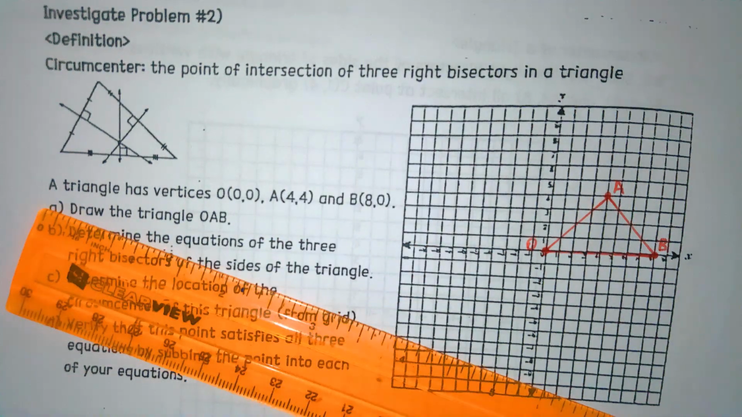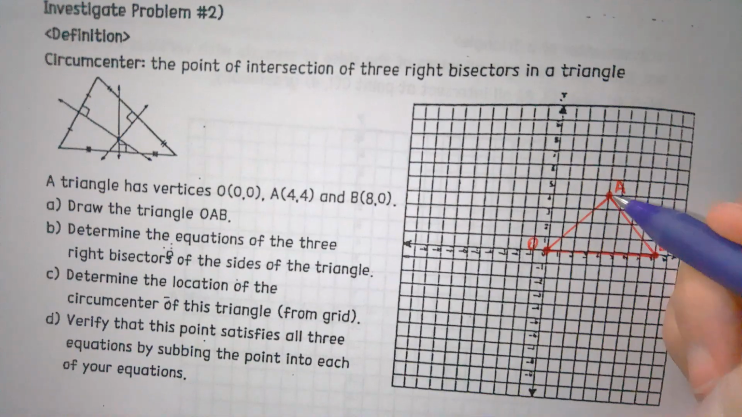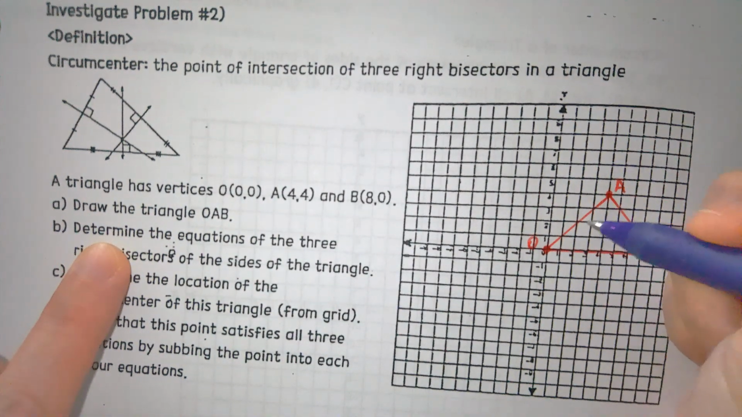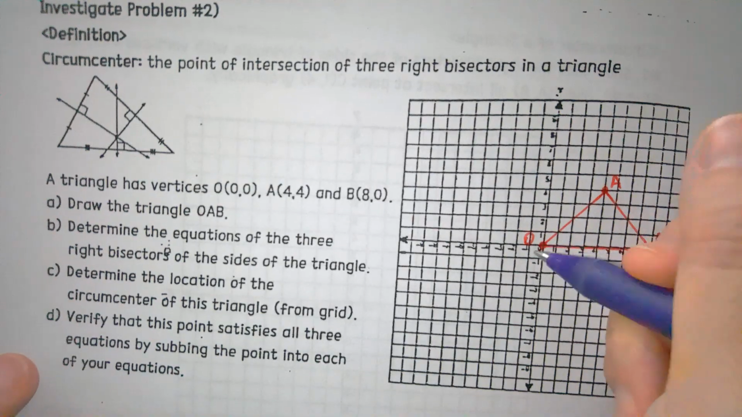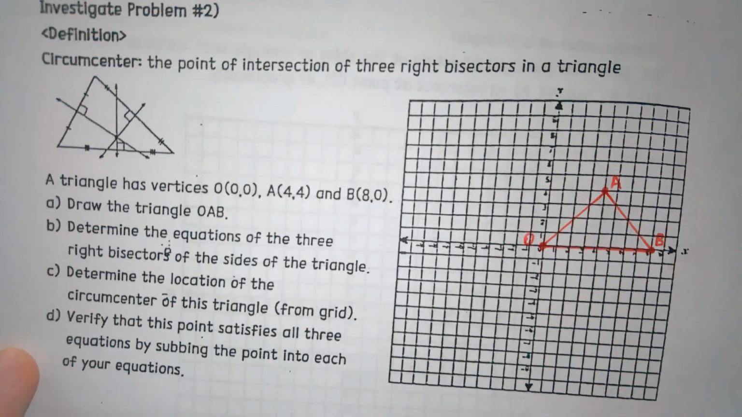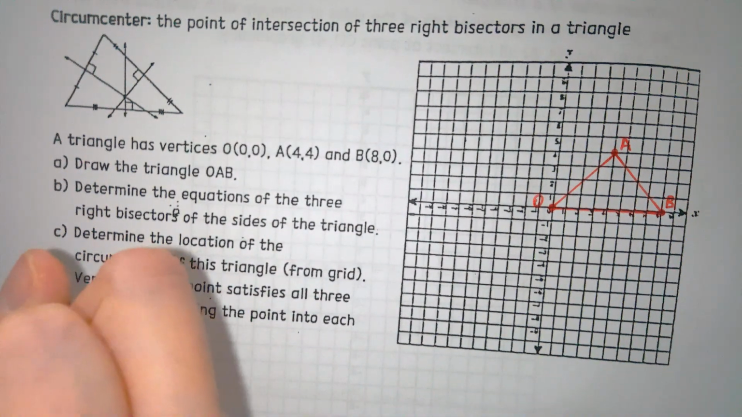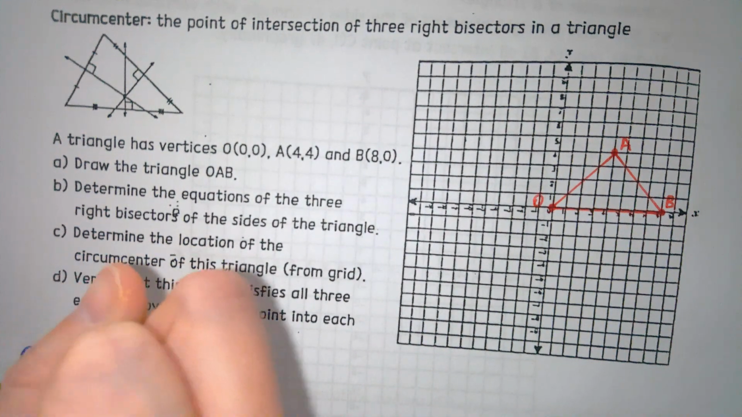Okay, so there's my triangle. Determine the equations of the 3 right bisectors of the sides. Do you guys remember how to do that? You had a whole test on it. Okay, so let's just do one. First off, to find the equation of the right bisector between O and A, my first step is to find the midpoint of OA.